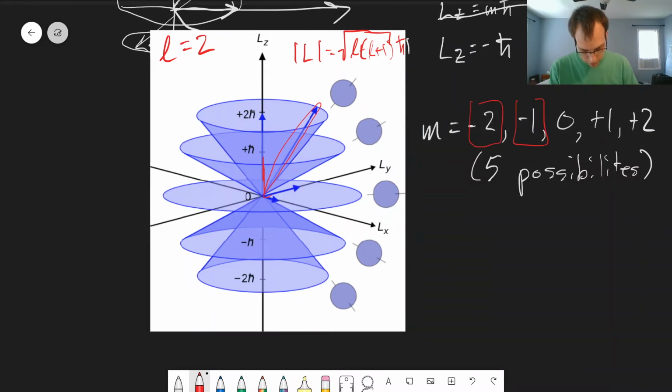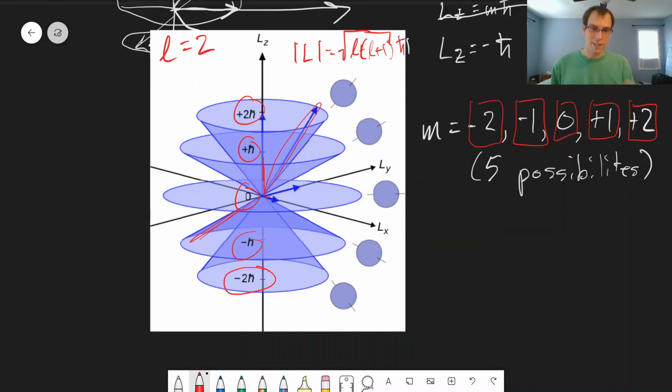So we have these 5 different possibilities represented on this plot. This cone pointing down here is our m equals -2. The cone pointed here is our negative h bar. Here's m equals 0, +1, +2. And so that's represented by these different sort of cones of possibilities.